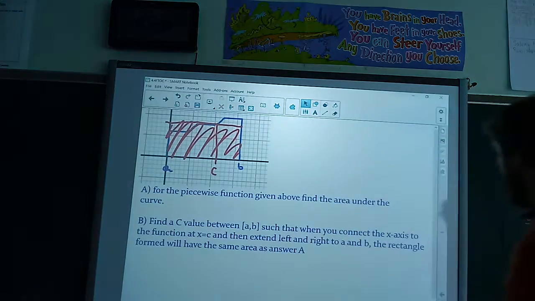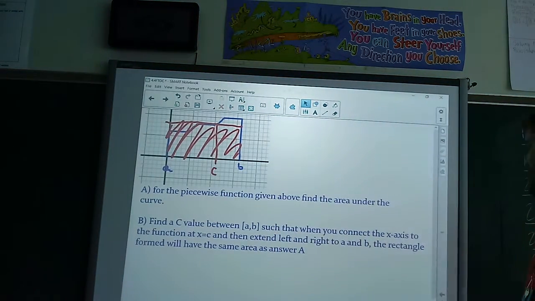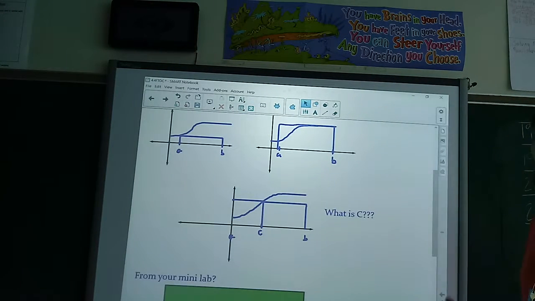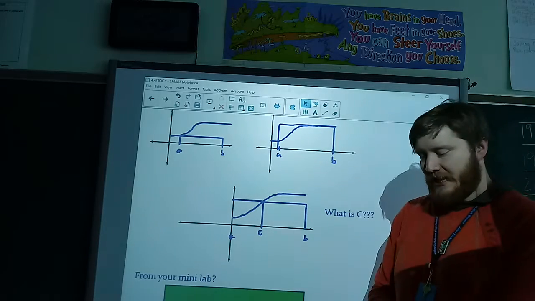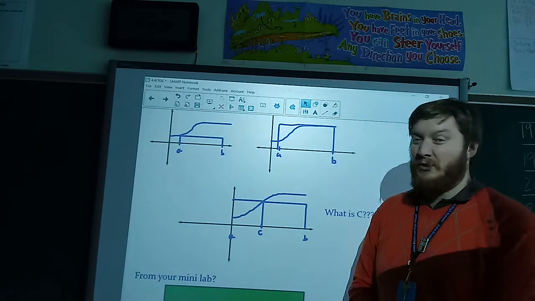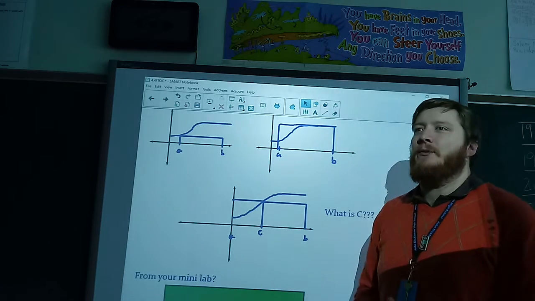Okay, so now that you did that, cool, you found out, yep, there. So that's called the mean value theorem for integrals. It always happens. Assuming a function can have an integral taken of it, you will always be able to find a C value on that interval that has the exact same value as that integral.